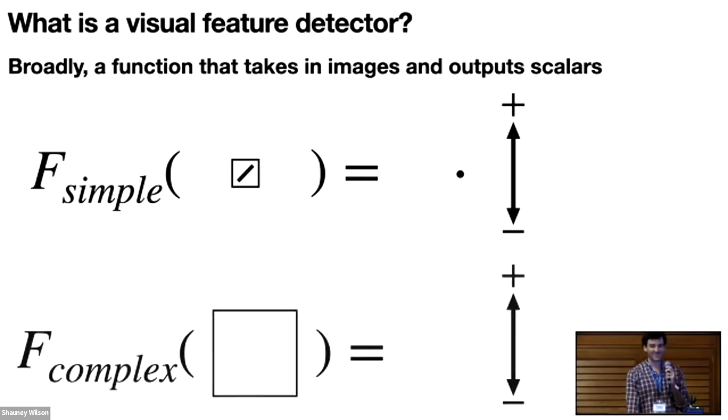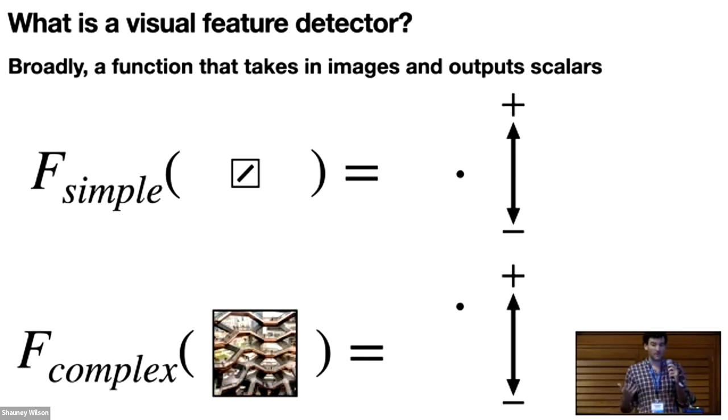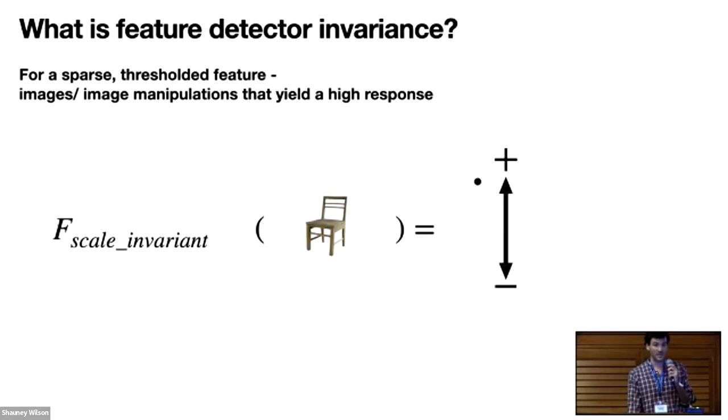Okay, so this work is concerned with what I'll call a complex feature detector in contrast, which has a big receptive field and takes in natural images. And these are usually harder to understand, right? They're ostensibly detecting something, but the function is pretty complicated and it's not always obvious what that something is. So one avenue into understanding a complex feature detector is to think about its invariances.